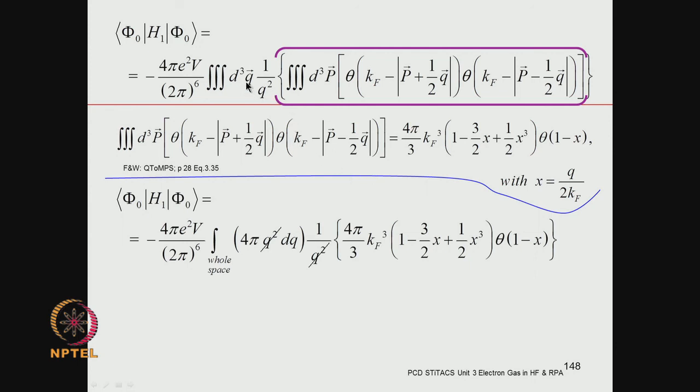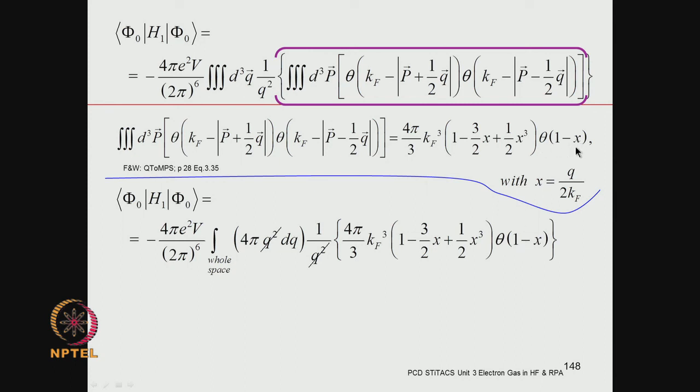So, you had a q square dq over here, you had a factor 4 pi q square dq, which is the volume element, right. So, the 4 pi is coming from integration over the angles in the reciprocal space. The q square dq, the q square cancels this 1 over q square, and this volume, which is the volume of intersection of the two spheres, is given by this result over here in terms of x. But now you have to integrate over q over whole space, but mind you, x must be less than or equal to 1 because of the Heaviside step function here.